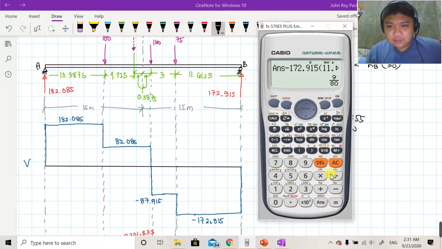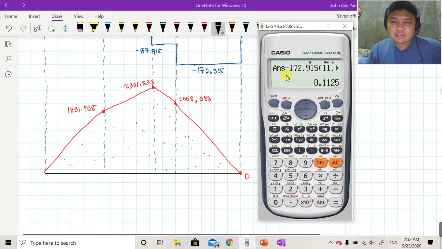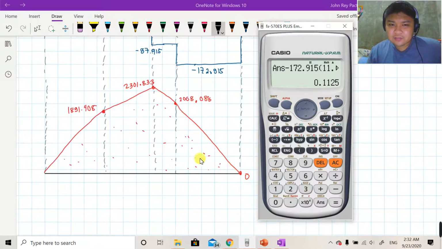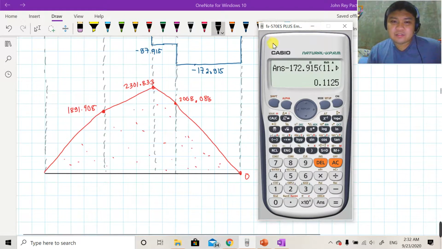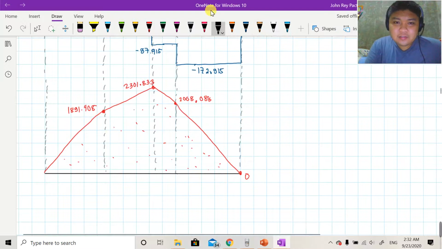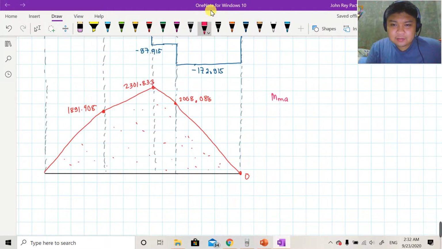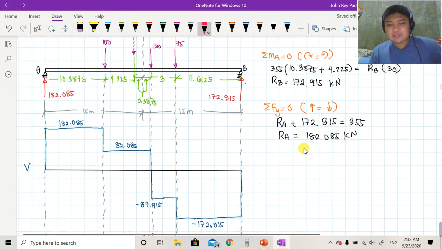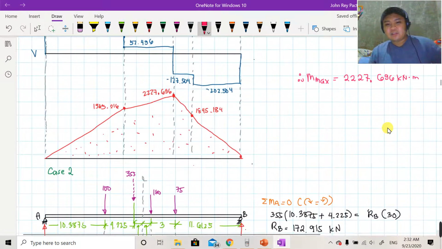So, ang sagot is 9/80 or 0.1125. However, class, this error is considered negligible na considering naman na ayan siya. No, malalaki kasi yung mga values class. So, therefore, i-consider ko na lang siya as rounding off error. So, therefore, based dito sa moment diagram class, no, ang M max natin is equal to 2,301.833 kilonewton meter.